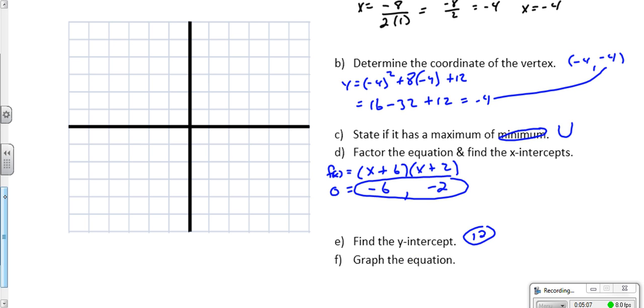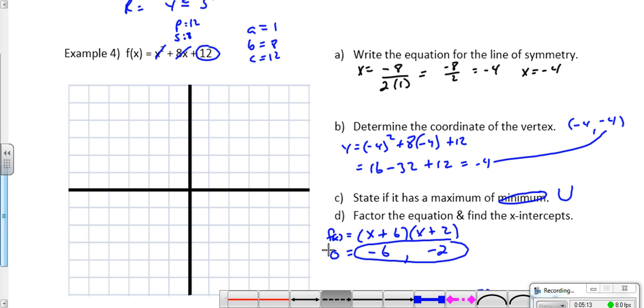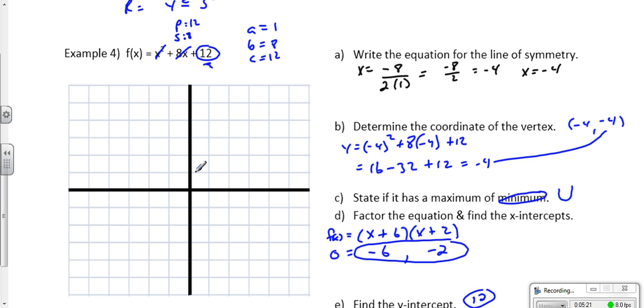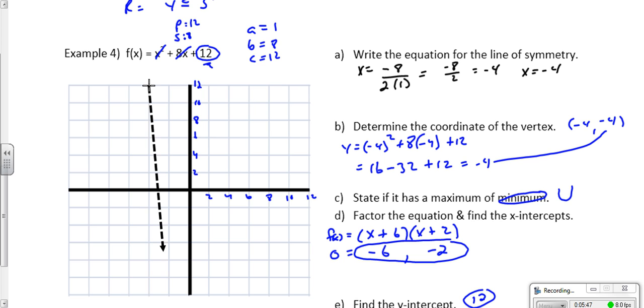Graph the equation. So let's put on what we know. We know the line of symmetry is x equals -4. Now I'm going to do one little thing here. Because this graph is not big enough for the y-intercept, it's going to be at 12, so I'm going to go by 2's. Go by 2, 4, 6, 8, 10, and 12. And this is 2, 4, 6, 8, 10, 12. Then everything can fit. Alright, so line of symmetry is x equals -4. So -2, -4. Here's your line of symmetry.